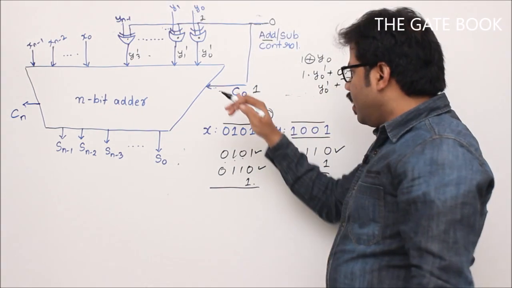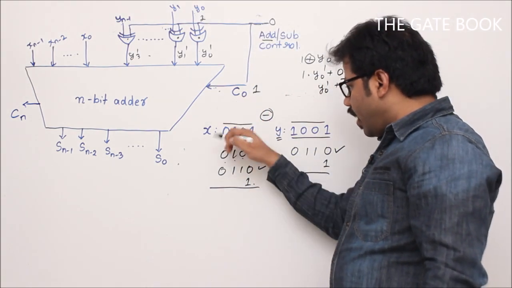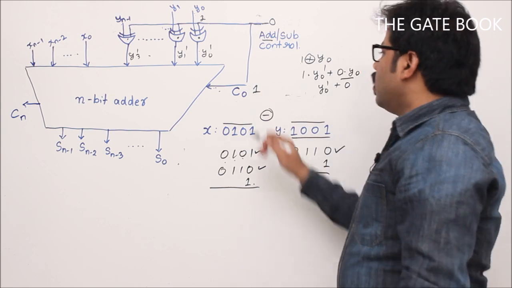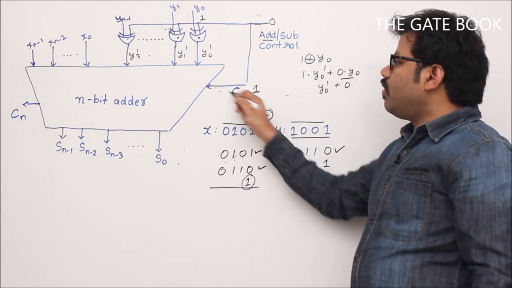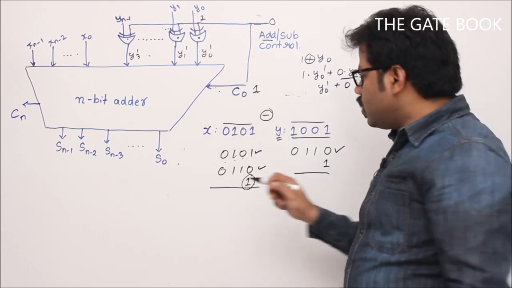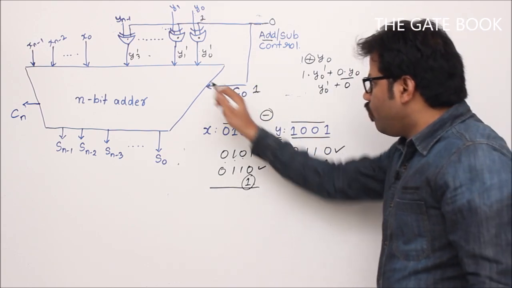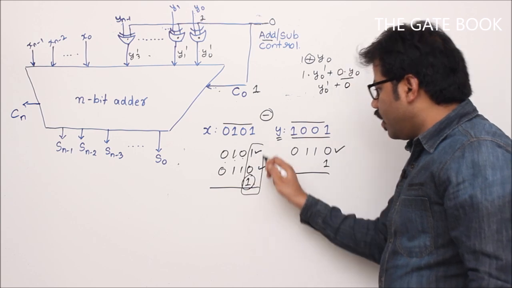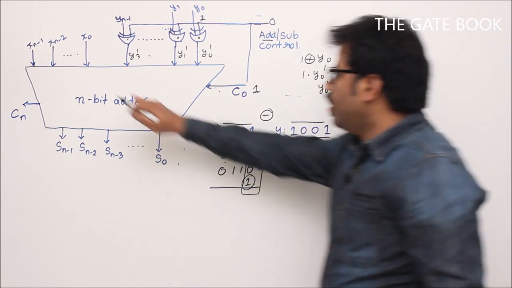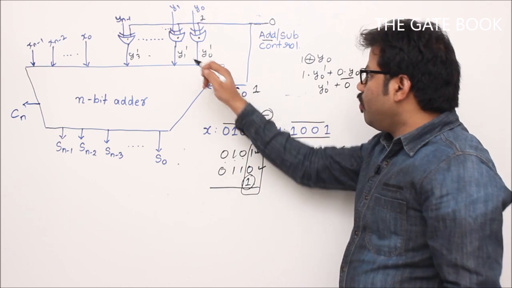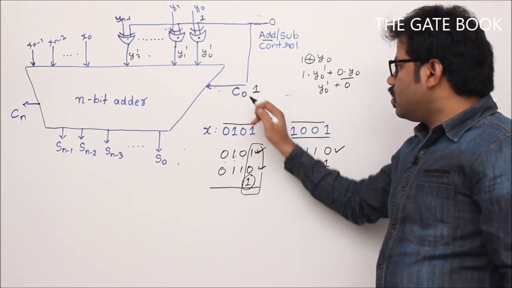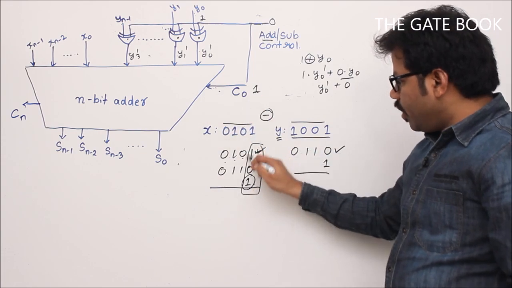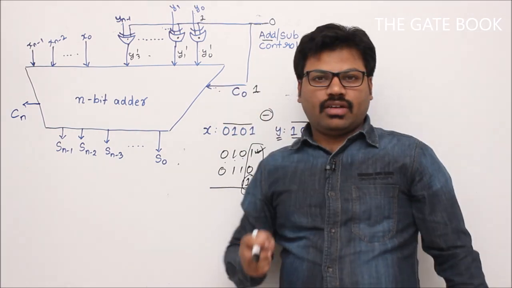Second thing, this carry C naught is supposed to be 0 for addition, but for subtraction, C naught is supposed to be 1 because we have to add 1 also, right? So this 1 bit will be added. Okay, the first full adder, recall. So here we have a full adder. That full adder is going to take this 1 from here, and y naught bar. This C naught is 1, so automatically subtraction will be done, right?